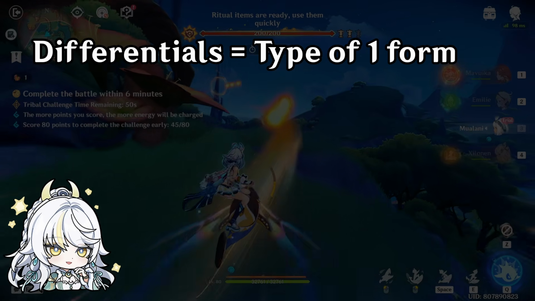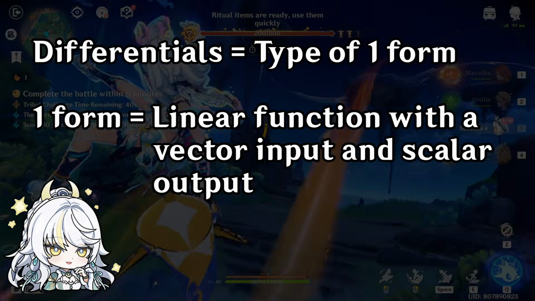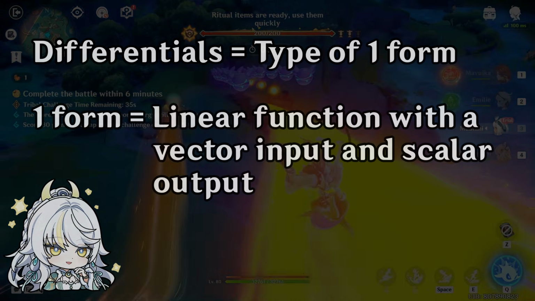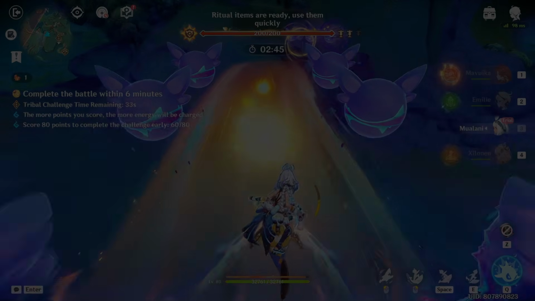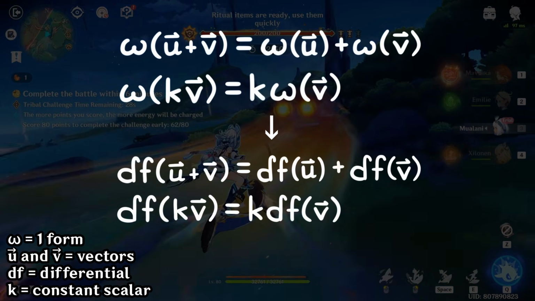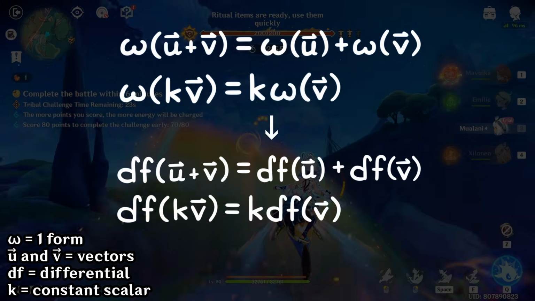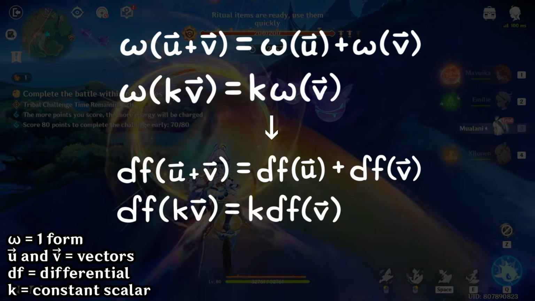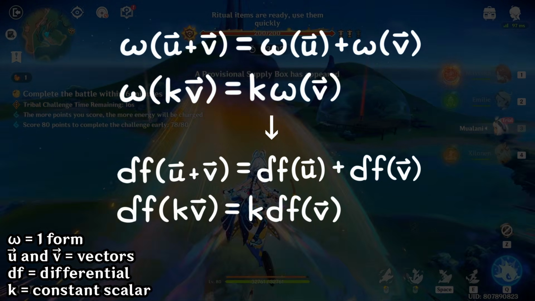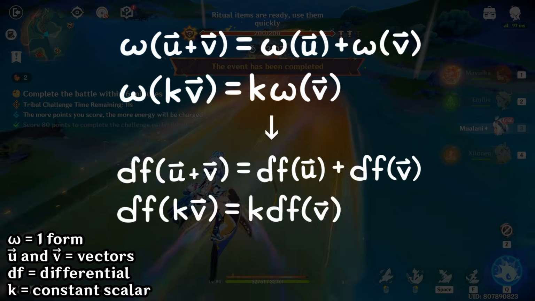Differentials are a specific type of one-form. A one-form is a linear function that takes a vector for an input and outputs a scalar. Because one-forms are linear, they have these properties. So if a one-form acts on a sum of vectors, you can apply the one-form to each individual vector, then sum them up. And then the second one is if a constant is multiplied to the input, you can factor out the constant and apply the one-form to the vector unscaled.